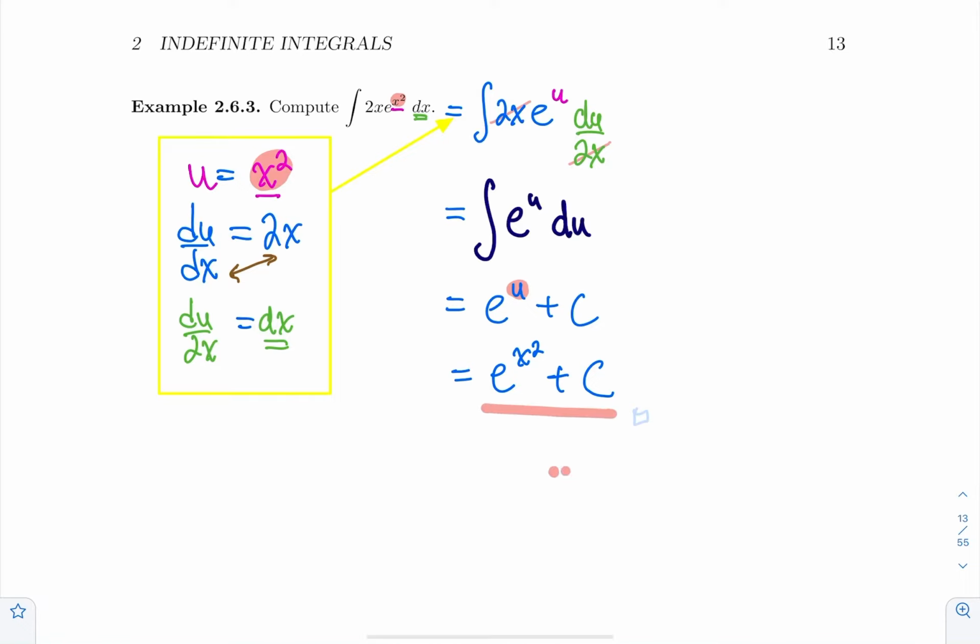If you take your answer and compute its derivative, if here you just use the chain rule, the derivative of e to the power of x squared is going to be e to the power of x squared times the inside derivative of x squared, which is 2x. So you're getting back your 2x e to the power of x squared. All right, so that's it for the first example.